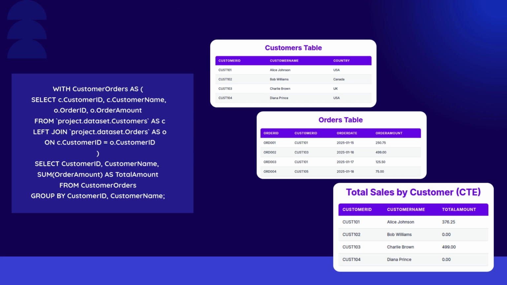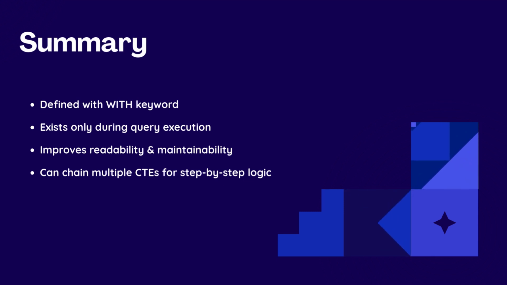So, to summarize, a CTE is defined using the WITH keyword. It creates a temporary result set that exists only for the duration of the query. It makes complex SQL more readable, reusable, and easier to maintain. And you can even chain multiple CTEs together to break down queries into logical steps. That's it for today's session on CTEs in BigQuery. I hope you now have a clear understanding of how to use them and why they are so powerful.